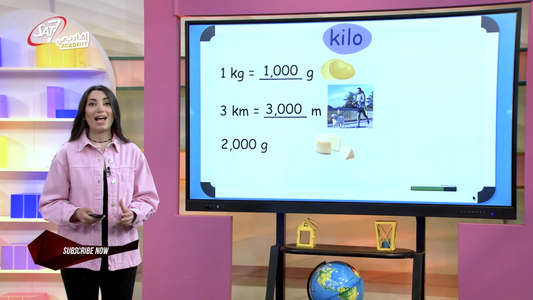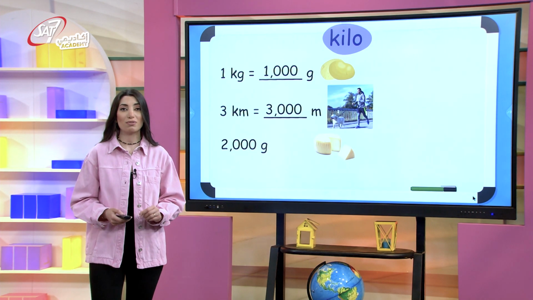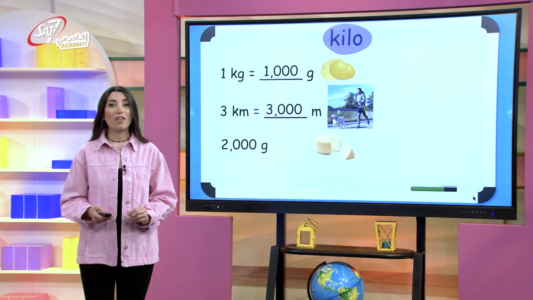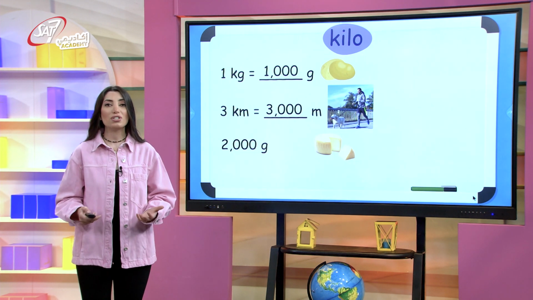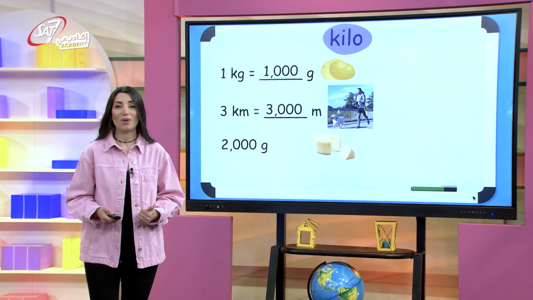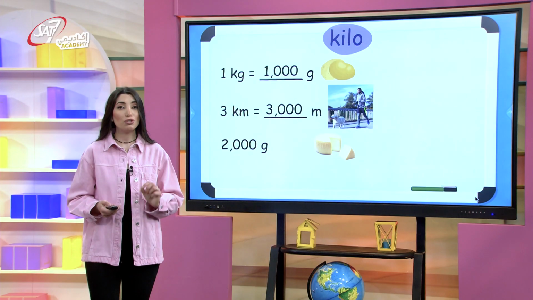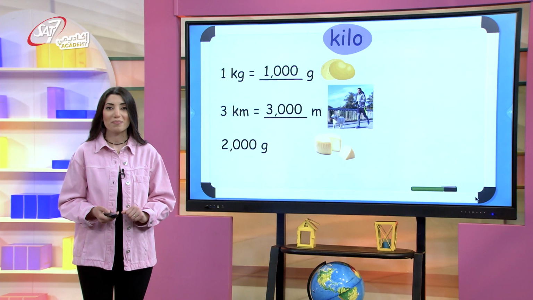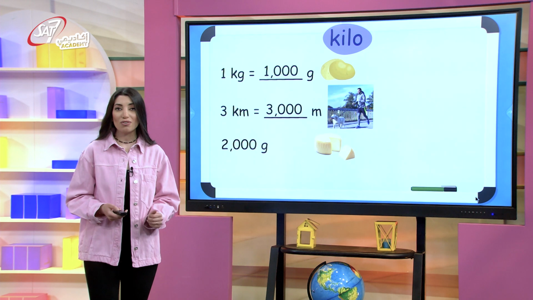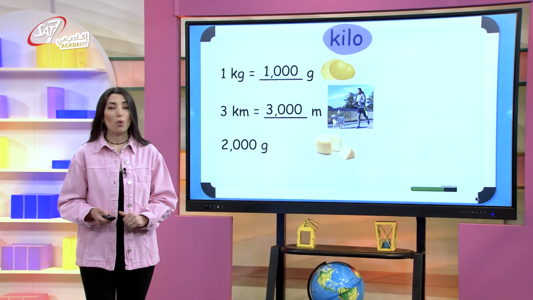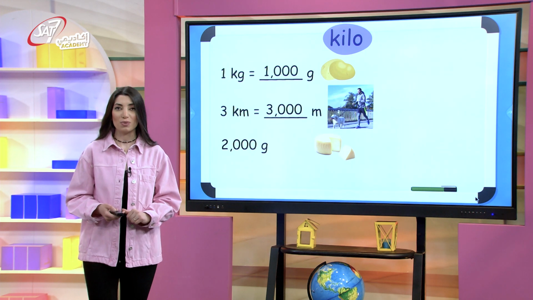Luca's mom asked him to get her 2,000 grams of cheese from the grocery store. But when he got there, he noticed that the grocer sells the cheese in kilograms rather than grams. So he had to convert. How many kilograms would 2,000 grams make? When converting from kilograms to grams or kilometers to meters, we multiply by 1,000.